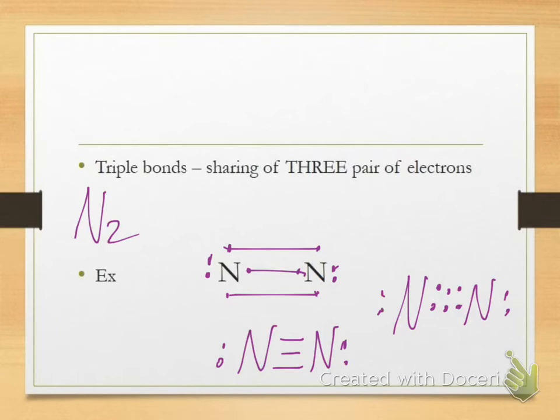Kind of looks like, I almost made my smiley face a little bit more. Whether you draw your bonds as dashes or the actual electrons being shared, it's your personal preference. I will almost always draw them as lines.